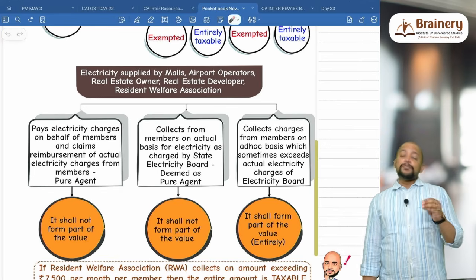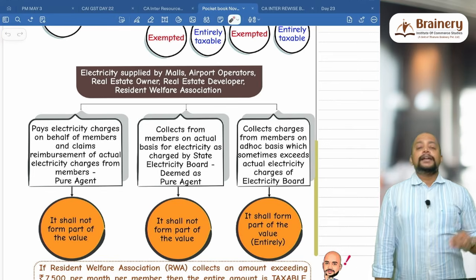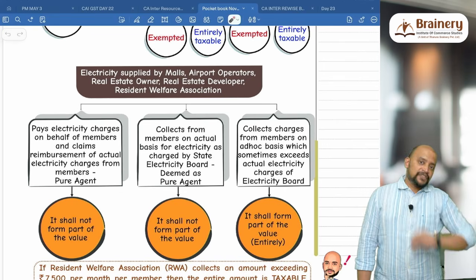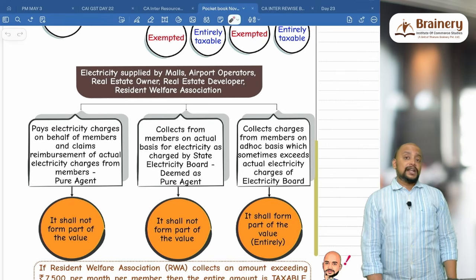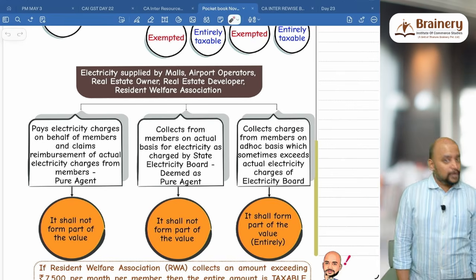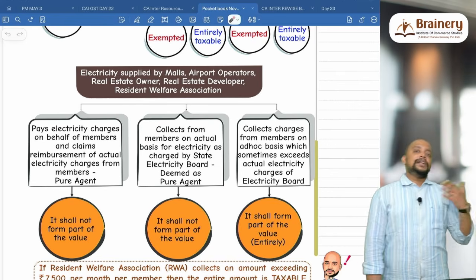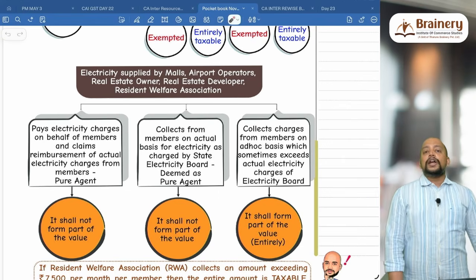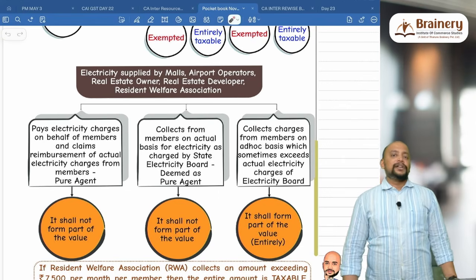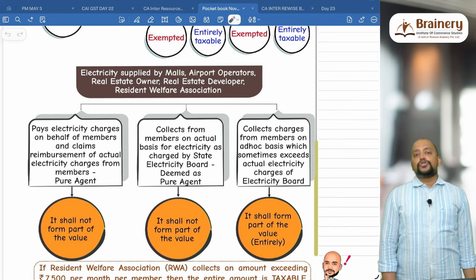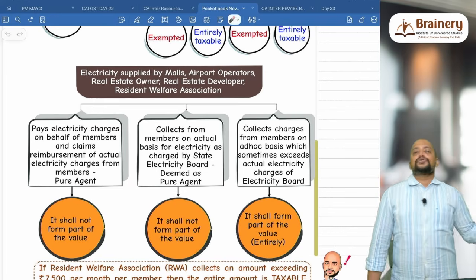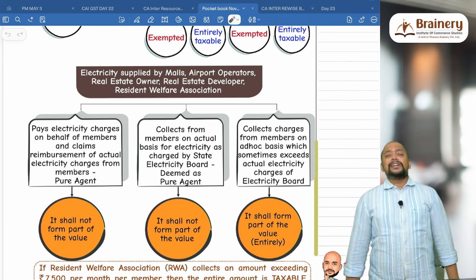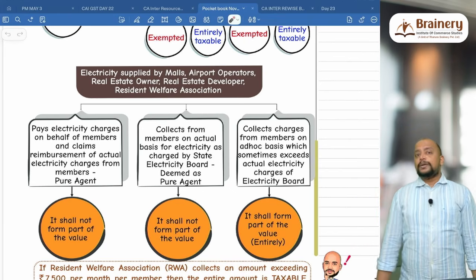Then suppose the bill is in the name of the association and it's a common area expense, common area electricity expense. If they recover it from the members, whether they are recovering the actual amount or some ad hoc amount: if they recover the actual amount, then it is deemed as pure agent, and that electricity charges will not be included. On an ad hoc amount, some 1,000, 2,000 like that, if they are collecting irrespective of the actual electricity bill that the association pays, if they collect on an ad hoc basis some amount, then that will be included in the value.